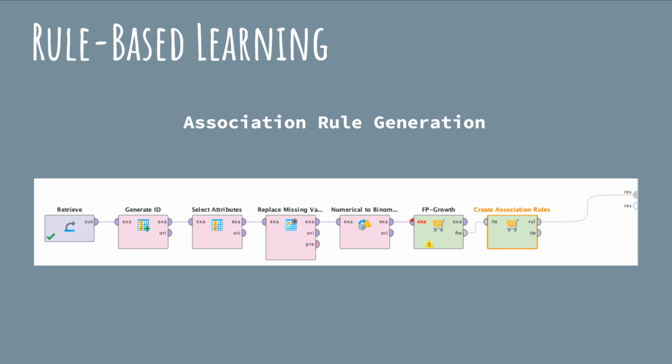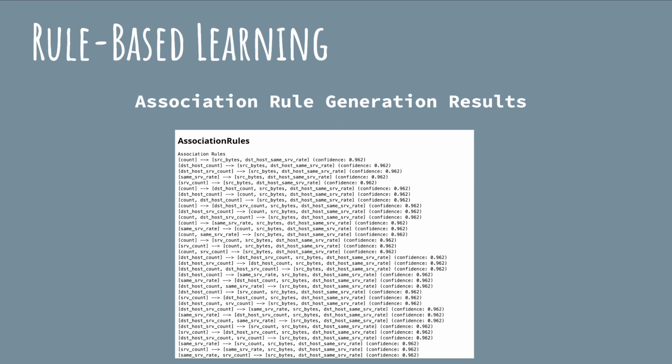Moving on to association rule generation, we wanted to generate some rules, which we'll show in the next slide. The process for creating those rules started from retrieving that data, generating some IDs, selecting certain attributes. If there were any missing values, replacing them with the averages, converting the data from numerical to binomial, running it through FP growth, and then creating association rules using the operator that you can see in the slide. Here's an example of some of the association rules that were generated using the previous process that we explained.